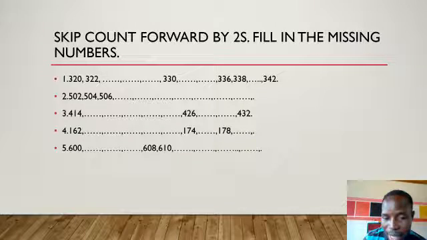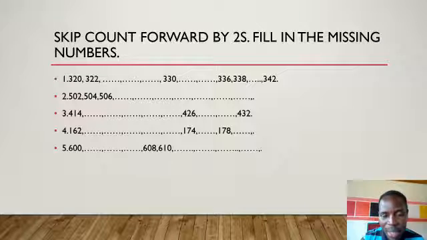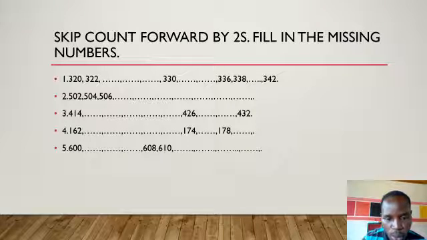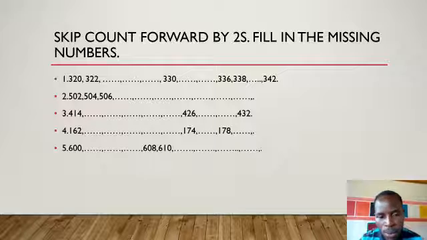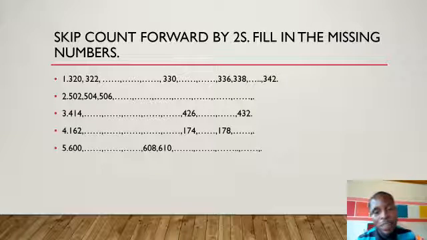So 610, let's come back. 610 plus 2, 612. 612 plus 2, 614, plus 2, 616, plus 2, 618, plus 2, 620, in that order. So it's very simple. You just have to do what? Keep on adding 2, 2, 2, 2 to it.